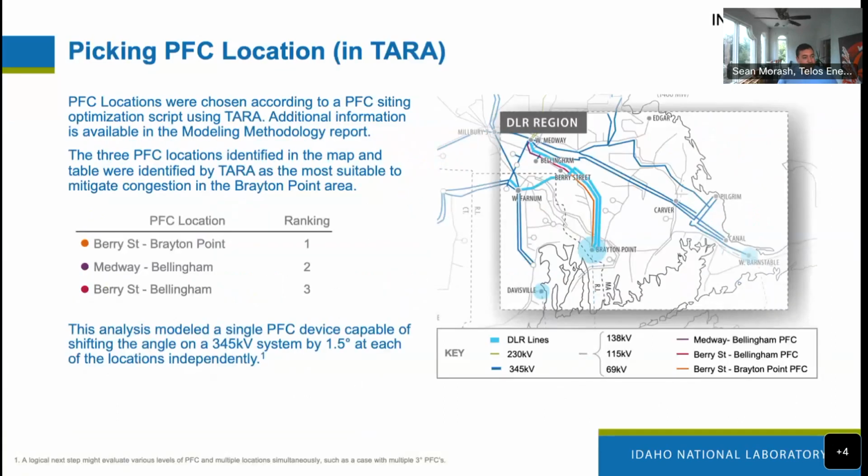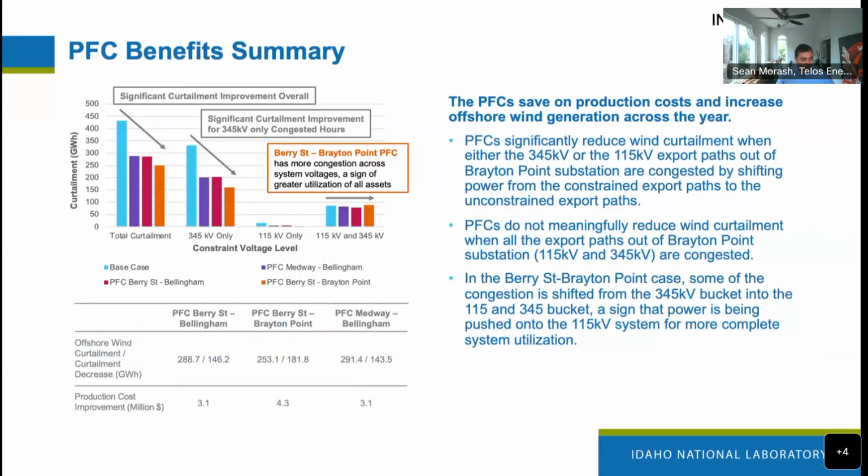So for the benefit of this webinar, we're just going to chat through. We've got this script that came from our AC power flow analysis that allowed us to identify 3 potential optimal locations for PFC placement. You can see here we've got the orange spot, the purple spot, the red spot, right? So all these come out of roughly the same area where we put the dynamic line rating. And they seem to help with curtailment.